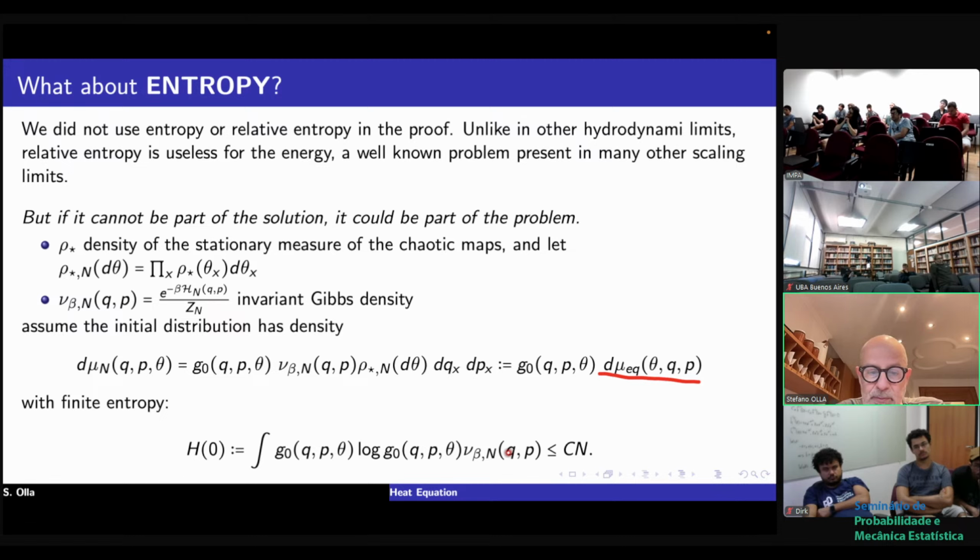Yes, this should be nu(q,p). And in fact, I'm sorry, this should be just the equilibrium measure there, not nu(q,p), but the one that's in theta. This should also be the integration in theta with G star. And typically you have to assume that this is bounded by a constant times n.